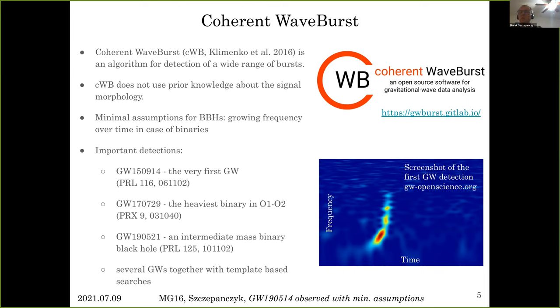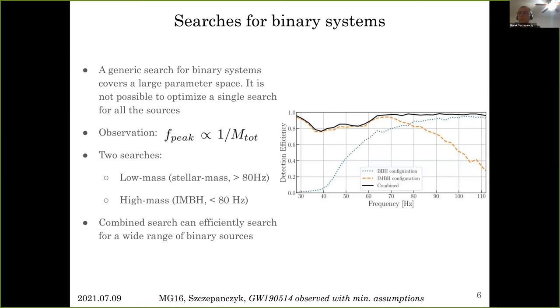So within this type of minimal assumptions, the algorithm detected the very first gravitational wave, the heaviest binary in the O1, O2 run of LIGO Virgo. And now it detected the very first intermediate mass binary black hole. And also it detects several other gravitational waves together with the template-based searches. So it's not possible to design an algorithm that is sensitive to all types of sources, but for binary systems, we make a simple observation. We notice that the peak frequency of the waveforms is proportional to 1 over the total mass of a system.